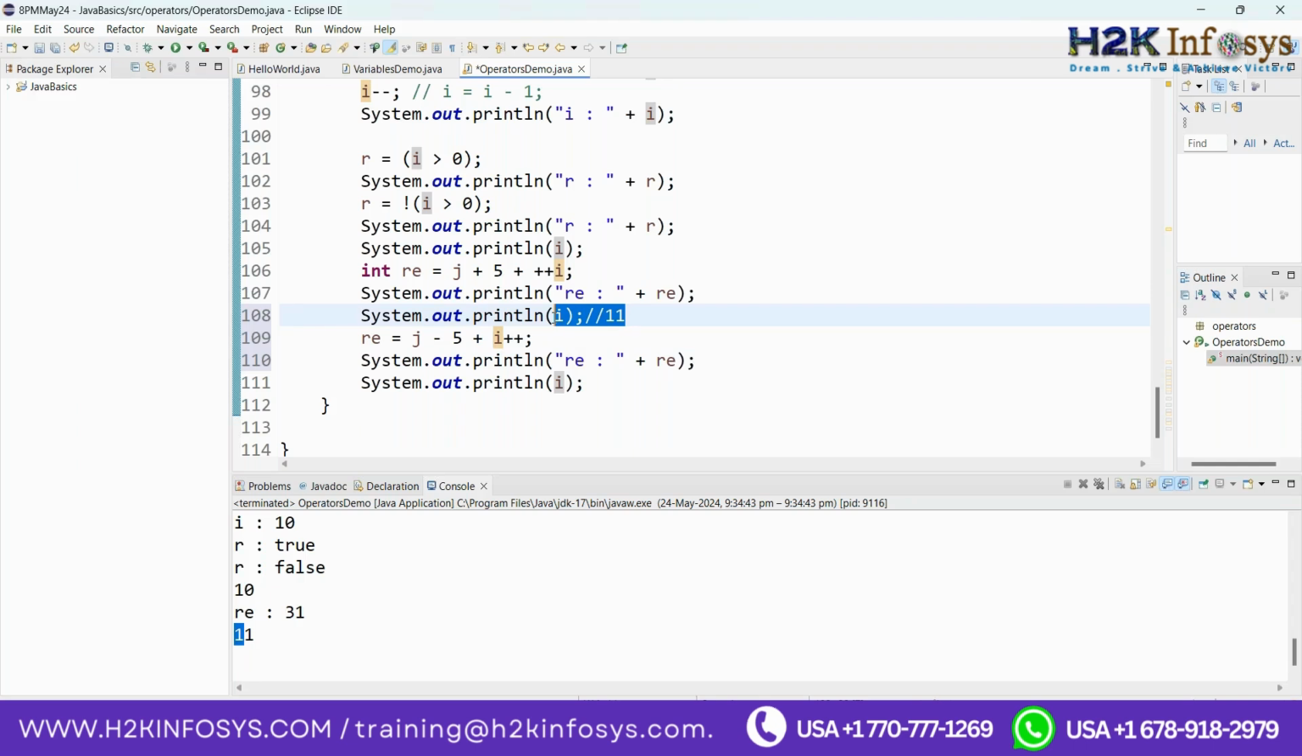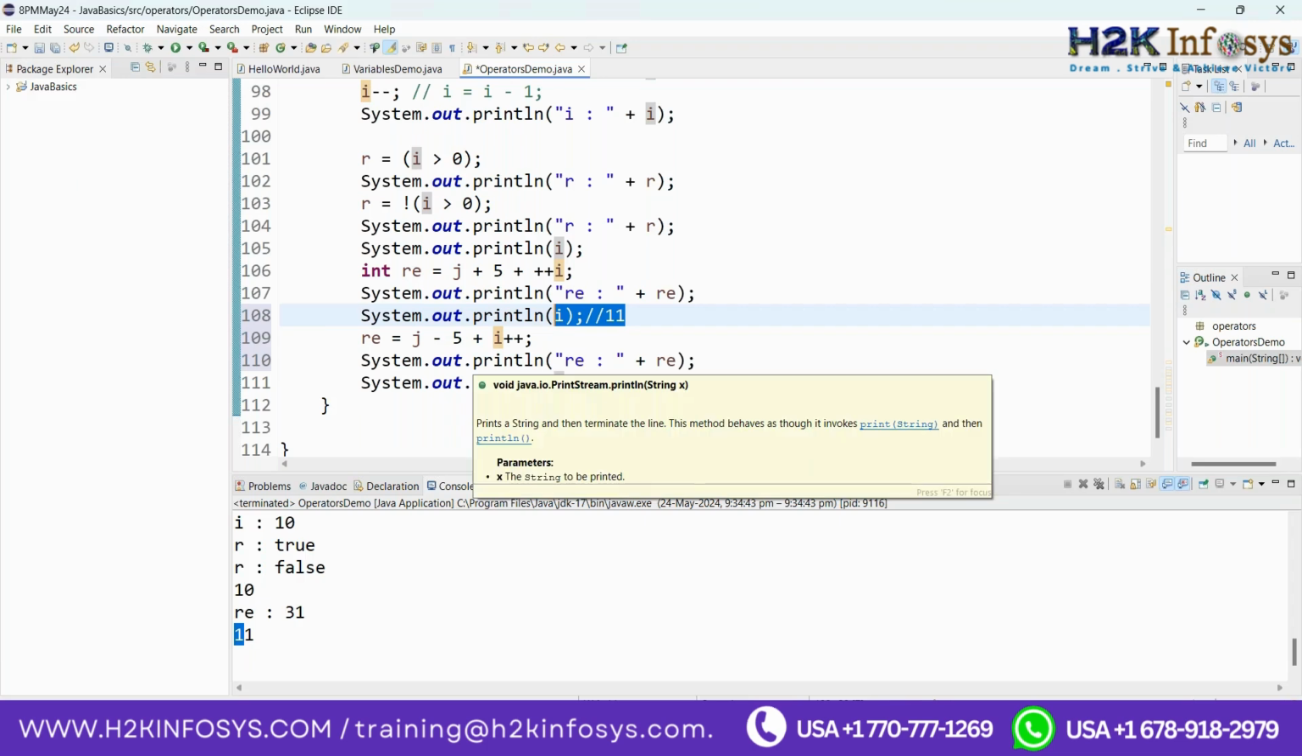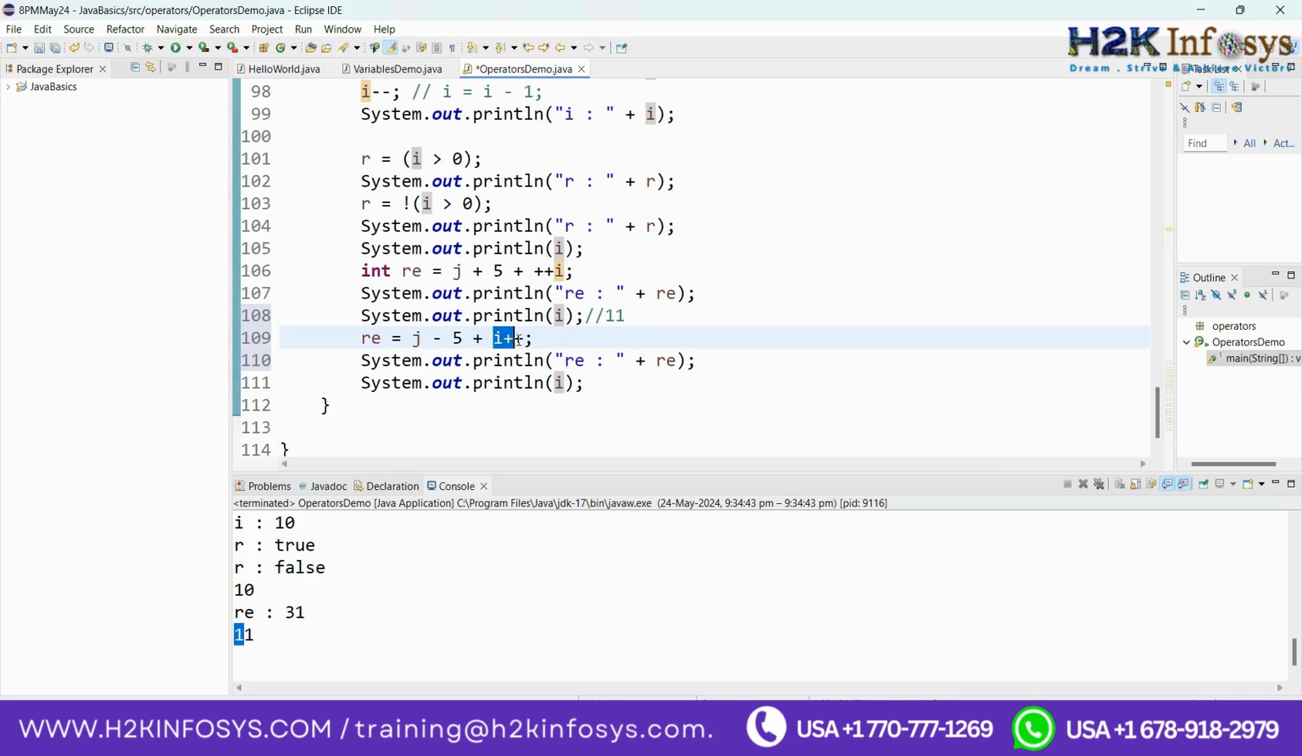But addition happens first, right, Srinivas? Yes, but I plus plus is having lower precedence than addition or subtraction. So 15 minus 5, 10, 10 plus 11 only 21. And after that, your I value will become 12. Now observe that. Let me run.